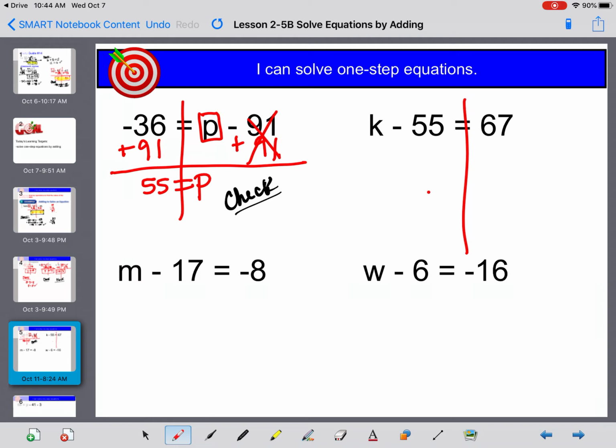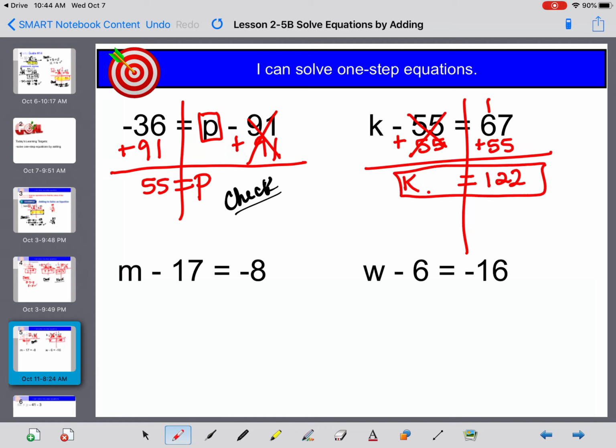The next problem, k minus 55 equals 67. I'm going to add 55 to both sides because that would be the inverse of subtracting. What's remaining is this k. I added 55, that equals 0. I put my equal to on the vertical line. 7 plus 5 is 12. 6 plus 5 plus 1 is also 12.